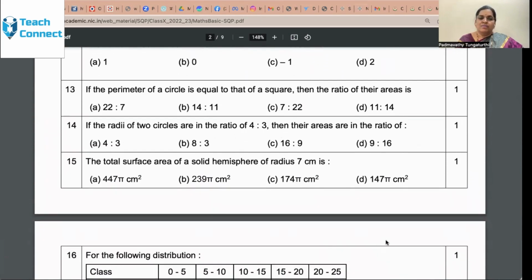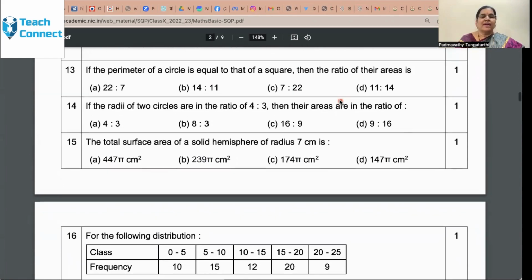Now, if the perimeter of a circle is equal to that of a square. Here it is a side and there it is a perimeter. 2 pi r is equal to 4a in terms of units. And for the ratio of their areas, you can determine the ratio of r and a. From there, calculate the ratio of their areas.